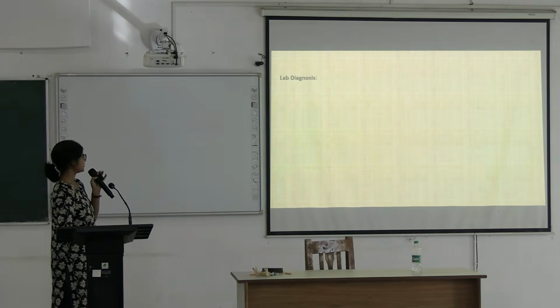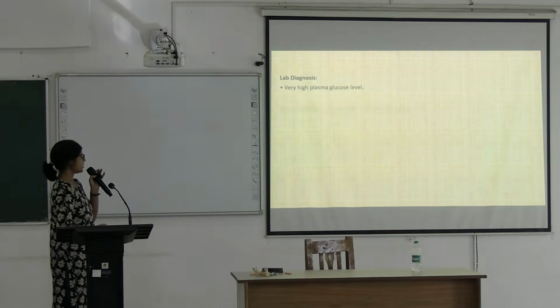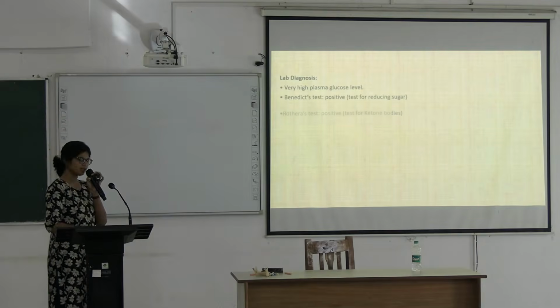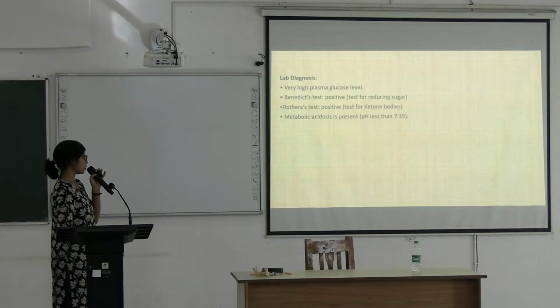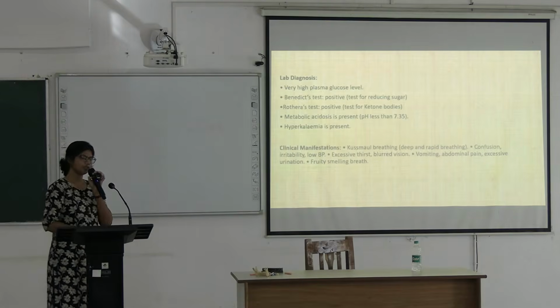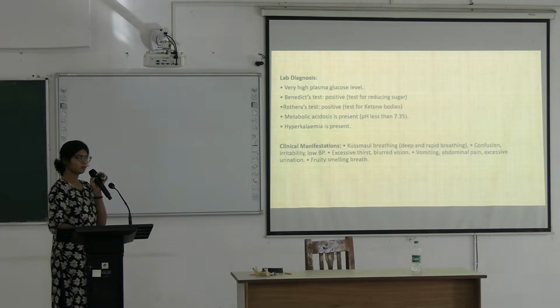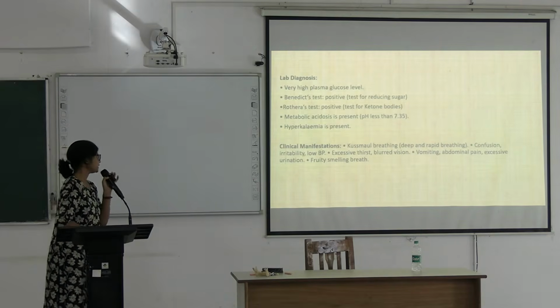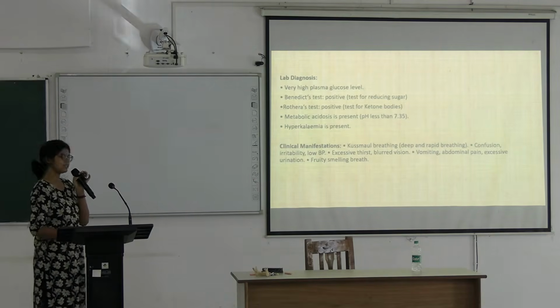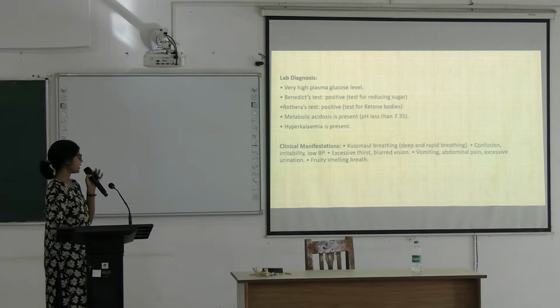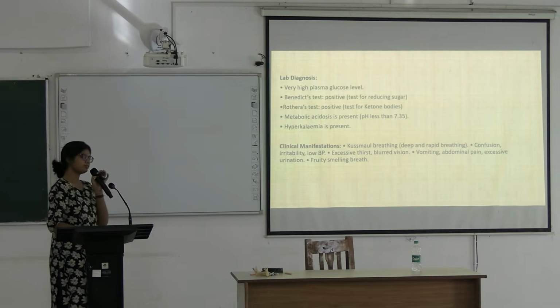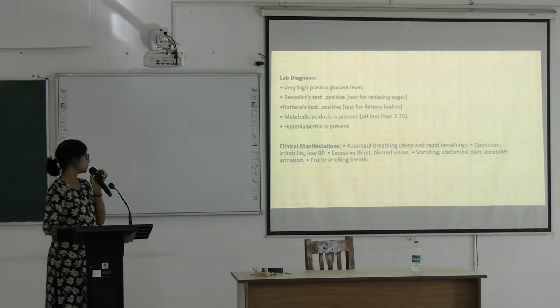Then the lab diagnosis: very high plasma glucose, that is hyperglycemia; Benedict's test positive, which shows that reducing sugar is present; Rothera's test positive, that is, ketone bodies are present; metabolic acidosis is present and pH is less than 7.35; hyperkalemia is present, that is, the level of potassium in plasma is raised.